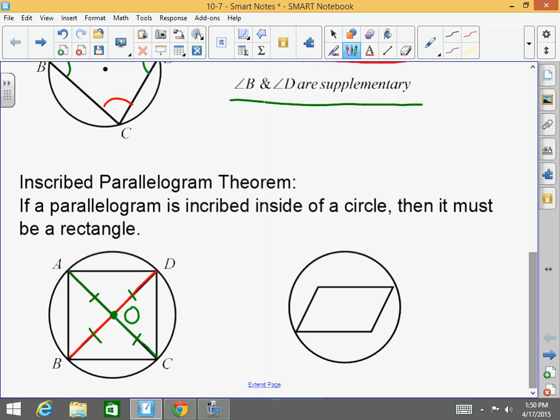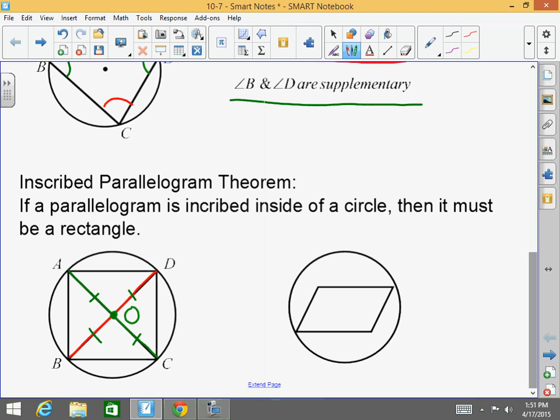Now, I know what some of you are thinking already. Isn't that a square? Well, think about it, guys. A square is also a rectangle. But it's not necessarily going to be a square always, but it will always be a rectangle. Was that the question you were going to ask? Thank you. I thought so.